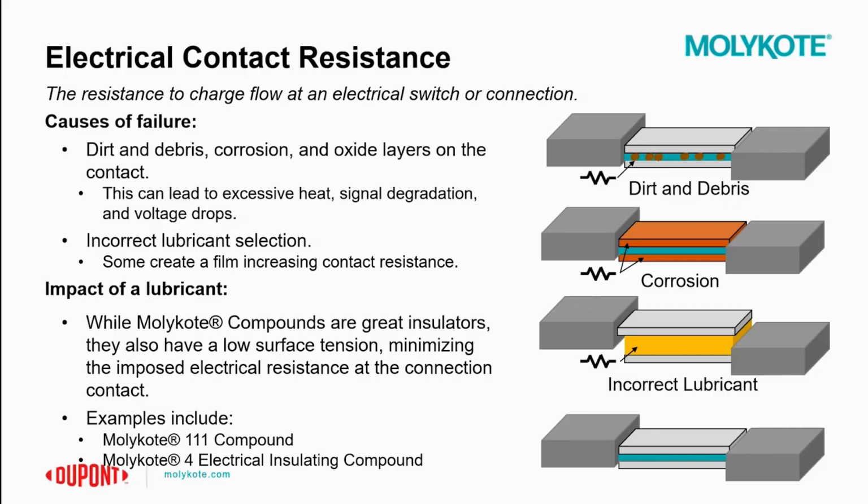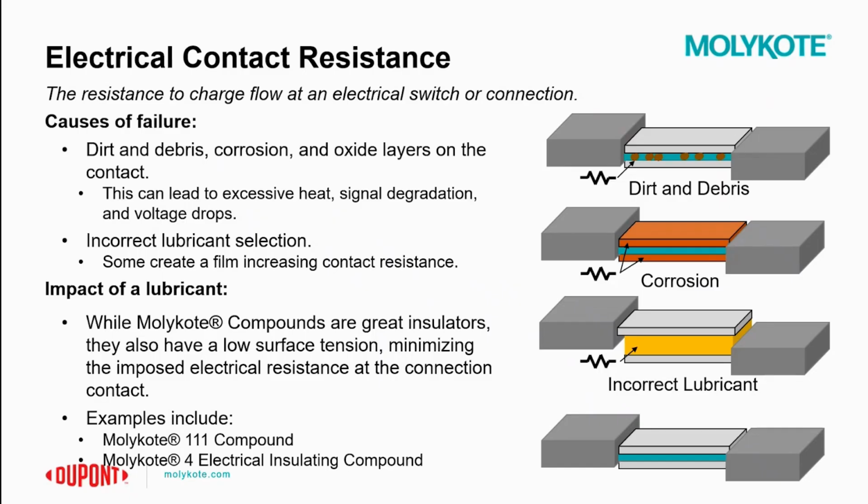However, you may be thinking, it's great that we can prevent arcing and crosstalk, but I don't want to increase the contact resistance at the actual electrical switch or connection. Well, fortunately, we have an answer for that. While MOLYKOTE silicone compounds are great insulators, they also have a very low surface tension. This helps them minimize the film barrier at the connection point, ultimately minimizing the imposed electrical resistance at the connection.